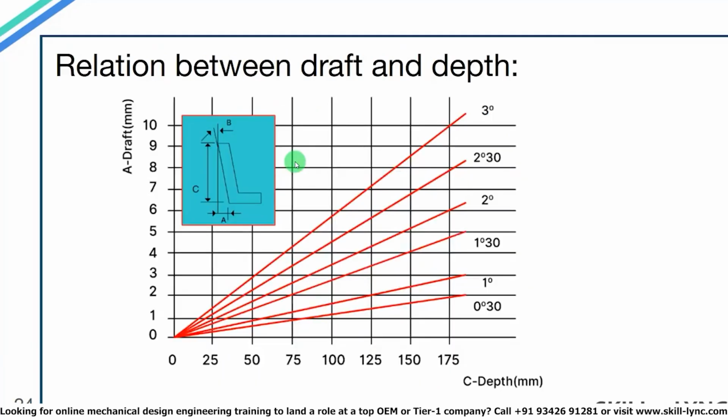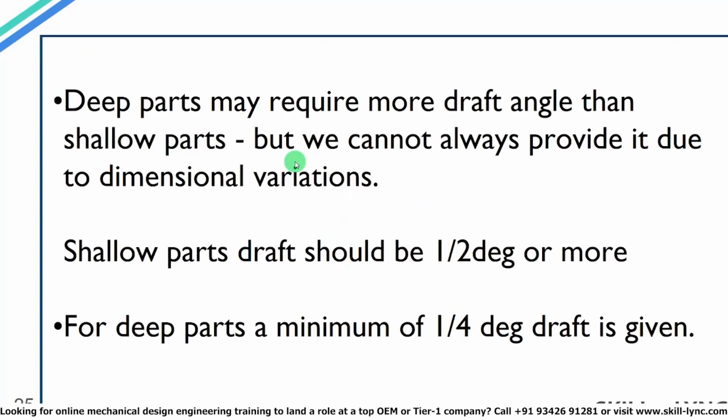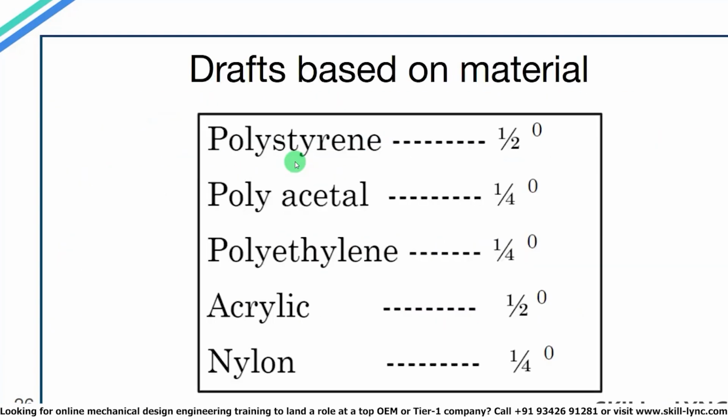The draft angle will also depend upon the molding depth. Here in this graph, you can see that as depth increases, higher draft angles are required. But a point to note here is that it is not always possible to give higher draft angles for deep parts due to dimensional variations. For shallow parts, the draft should be around ½ degree or a little more than that. For deep parts, around 1/4 of a degree draft angle may also be given if higher draft angles are not possible.